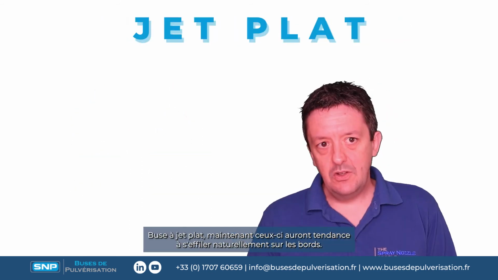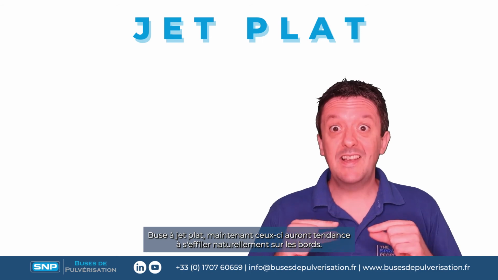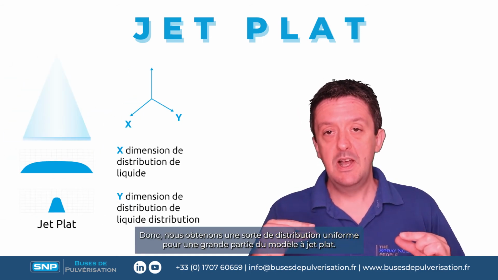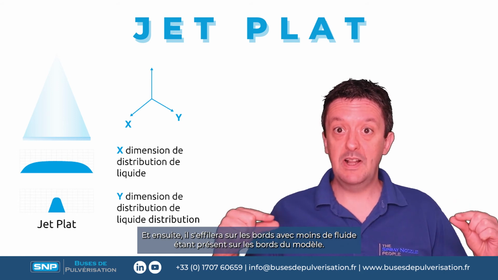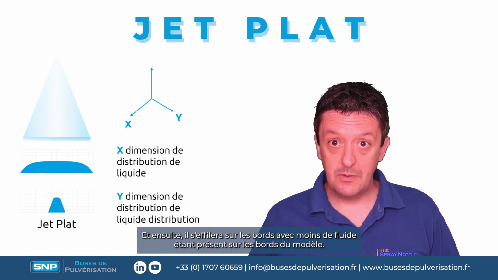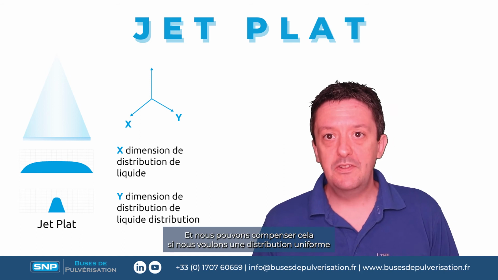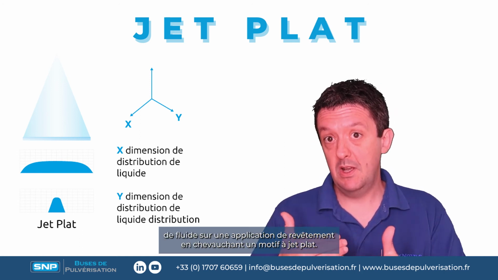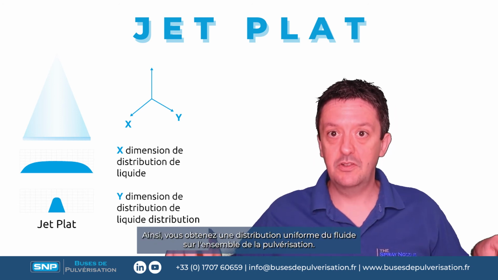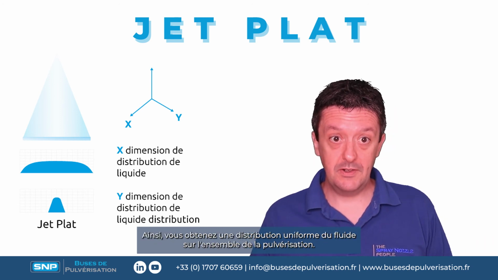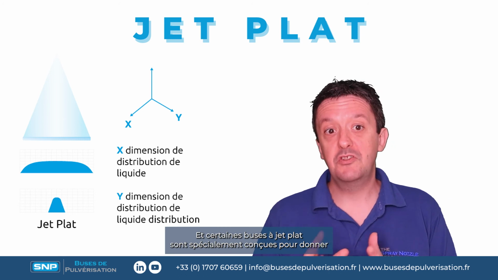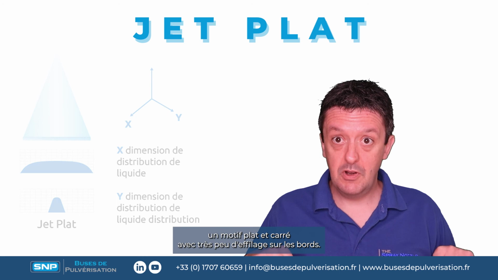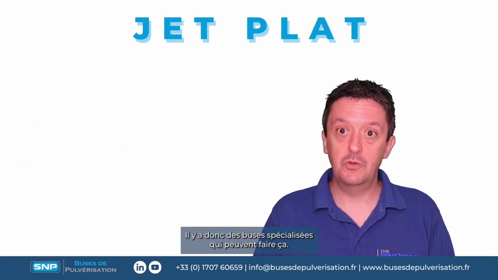Flat fan nozzles, now these will tend to naturally taper at the edges, so we get a kind of even distribution for a big part of the fan pattern, and then it will taper off at the edges with less fluid being present at the edges of the pattern. And we can compensate for this if we want an even distribution of fluid on the coating application by overlapping flat fan patterns, so we get a consistent fluid distribution across the whole spray pattern. And some flat fan nozzles are especially designed to give a kind of square flat fan pattern with very little tapering at the edges. So there's some specialist nozzles that will do that.